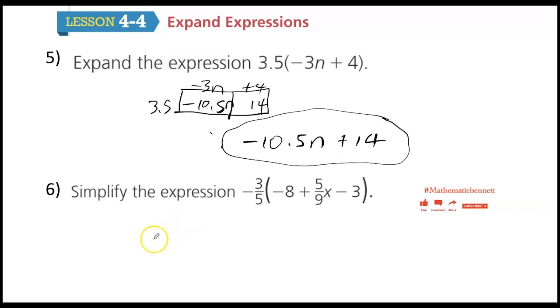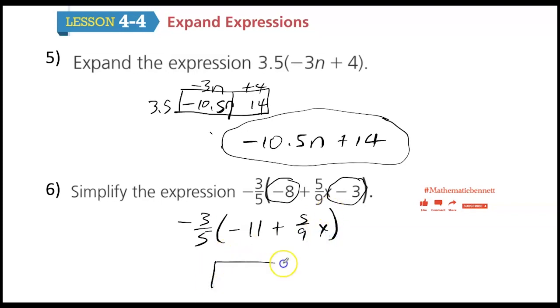Our next question now. Alright, looking at this question, we realize that these two terms are like terms, so we could combine them before we expand. So we have -5 over... -11 plus 5 over 9x. Now we can go ahead and use our area model. So we have -3/5 outside our parentheses, and we have -11 plus 5 over 9x.